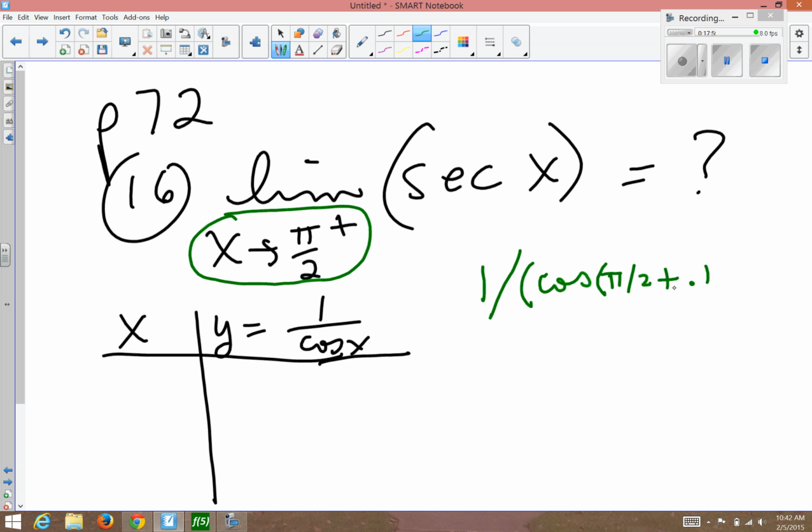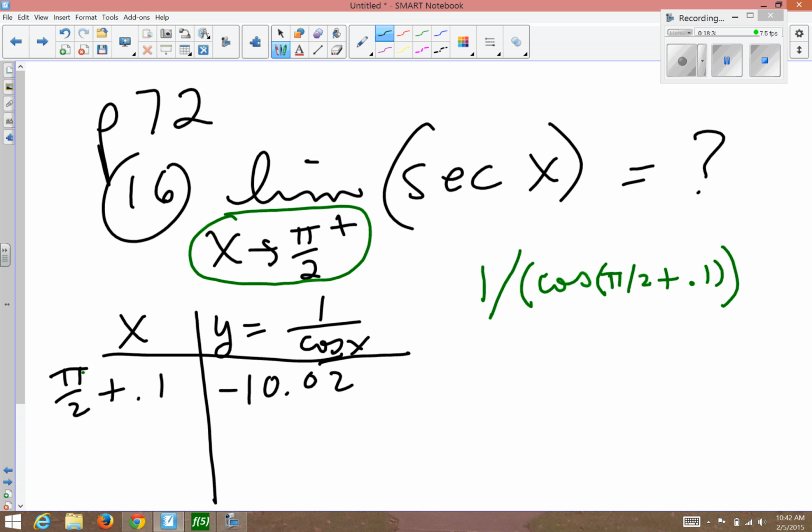By adding a small number to pi over 2, you'll be at a number that's a little to the right of pi over 2. You should have 2 closing parentheses there. So when you plug in pi over 2 plus a little amount, like 0.1, I got negative 10.02.